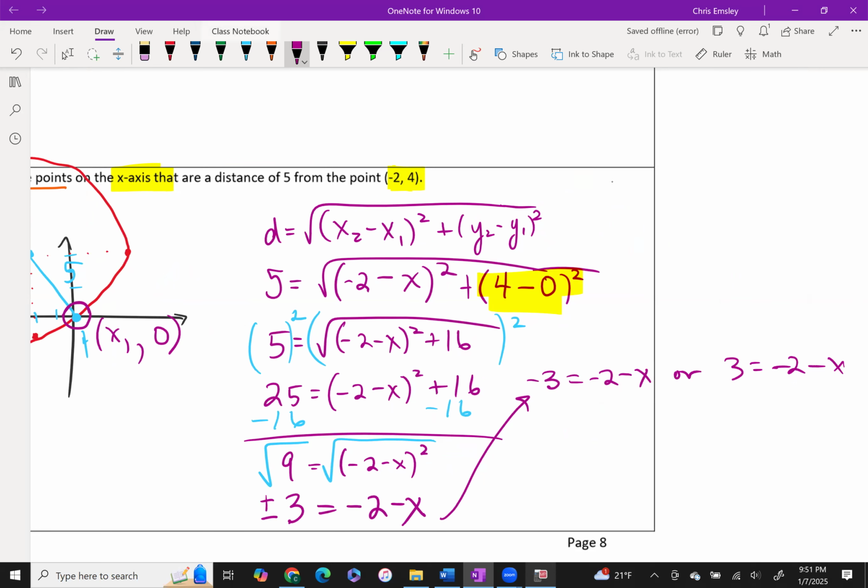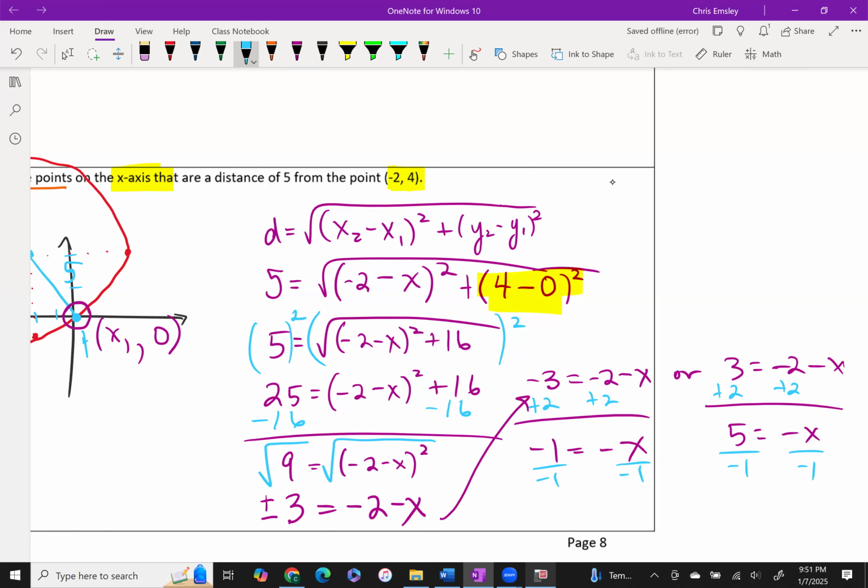So in both cases, I'm going to add 2 to both sides. I get -1 equals negative x, or 5 equals negative x. Divide both sides by -1, and I get x equals +1, or x equals -5.